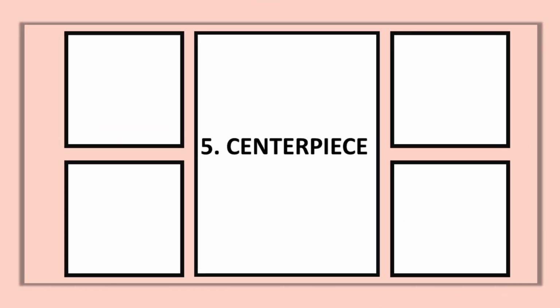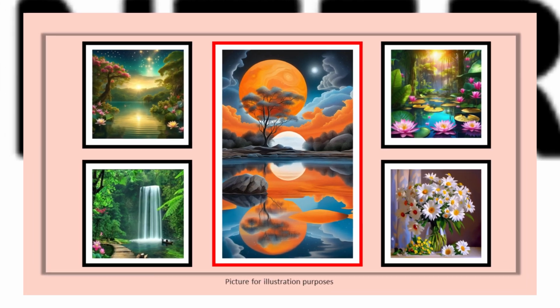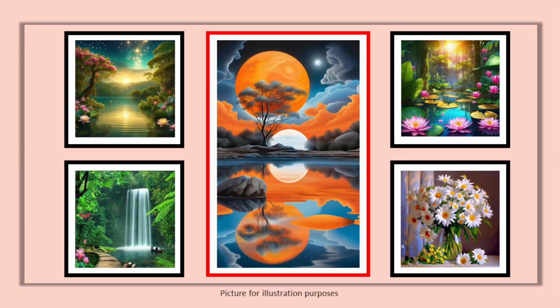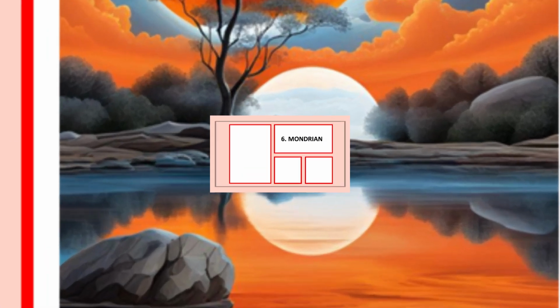Number 5 is centerpiece. In the centerpiece layout, one item serves as the focal point, often placed in the center, with the items radiating outwards. It draws attention to the central piece while allowing additional items to complement it.